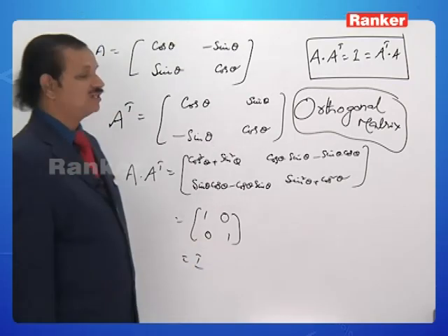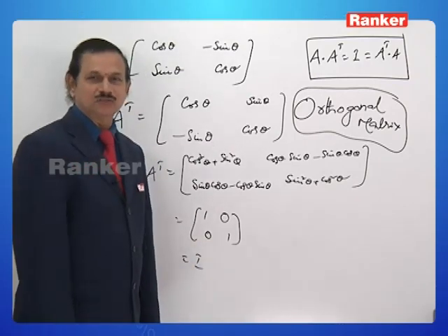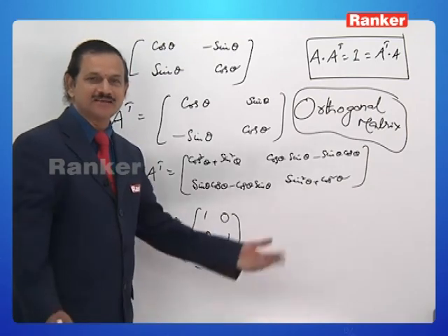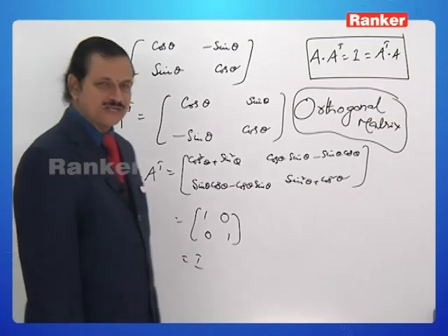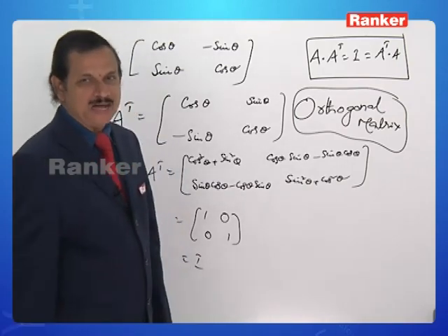This is about orthogonal matrix. This is what we can understand about orthogonal matrix. What do you mean by an orthogonal matrix? A into A transpose is equal to I.